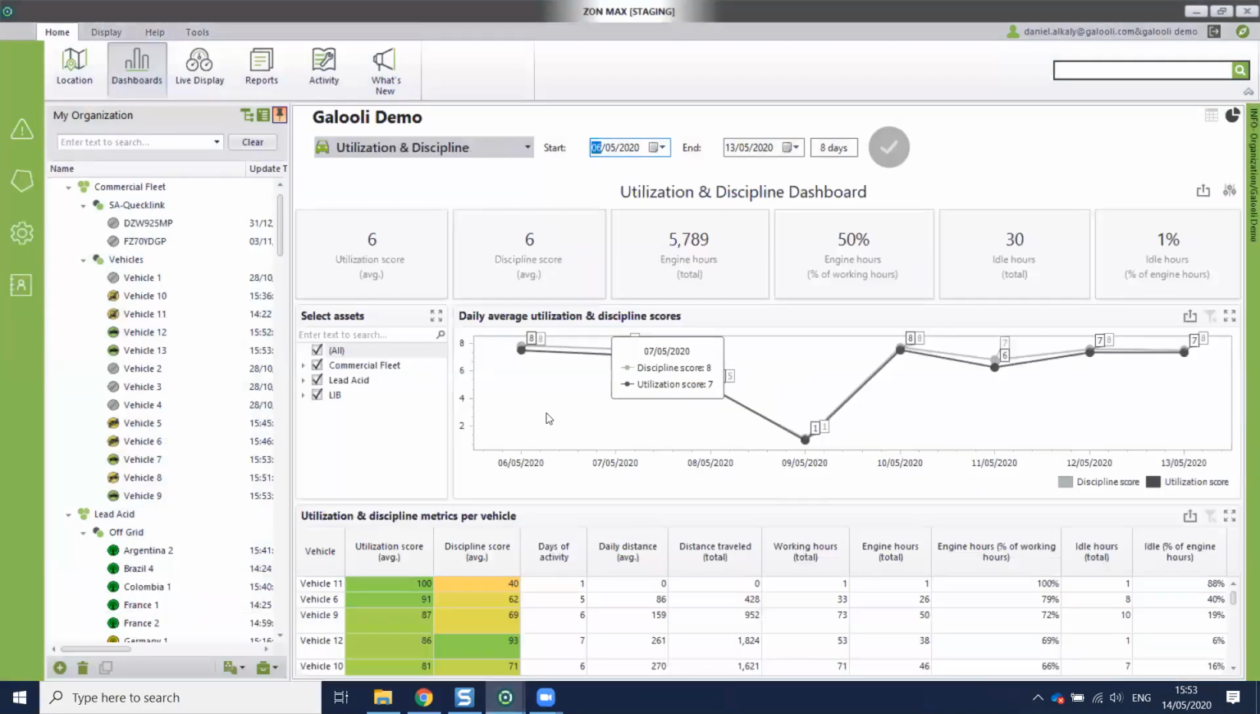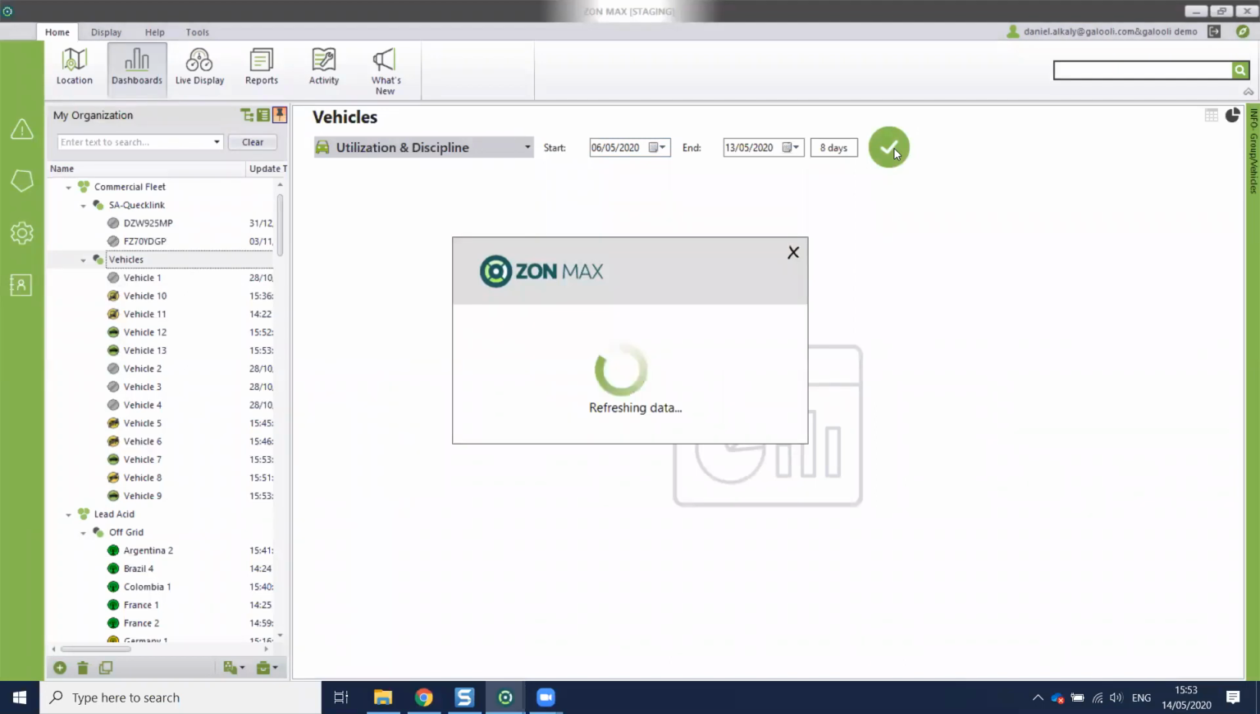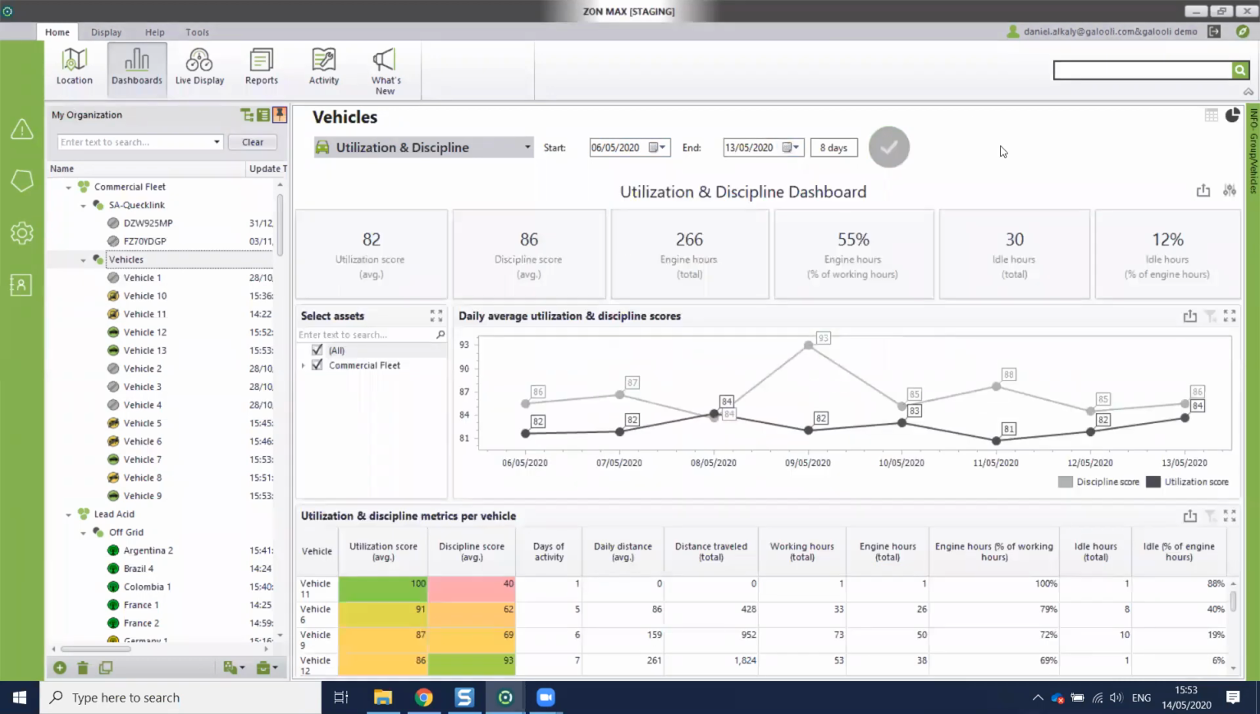Okay, utilization and discipline. Utilization. I think there was, hold on a second. Okay, so utilization and discipline is a little bit similar to the dashboard we saw before. The idea behind this dashboard is not to focus on speeding or driving events, but to refer to the utilization of the vehicle and to the idling hours. Okay, and that's exactly what it shows.